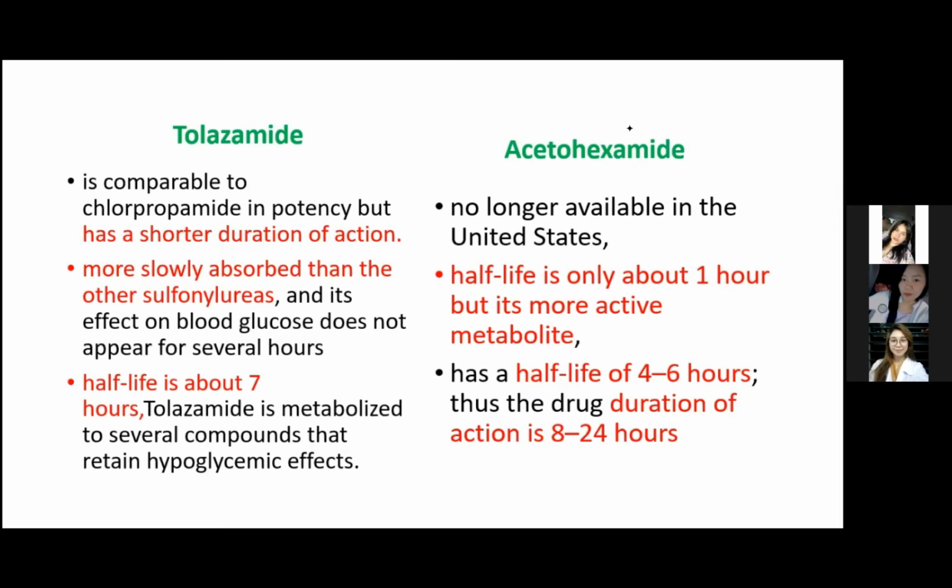Tolazamide is comparable to chlorpropamide in potency but has a shorter duration of action. It is more slowly absorbed than the other sulfonylureas, and its effect on blood glucose does not appear for several hours. Half-life is about 7 hours. Tolazamide is metabolized to several compounds that retain hypoglycemic effects.